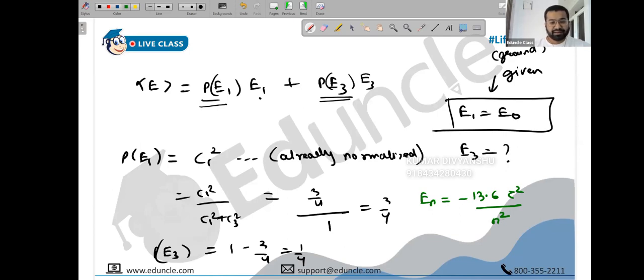So Z will be 1, sir? No, it is not 1. There is 1 for hydrogen. There is 2 for helium, so Z square is 4 for helium. Okay. But anyway, I'll just go to the next page.